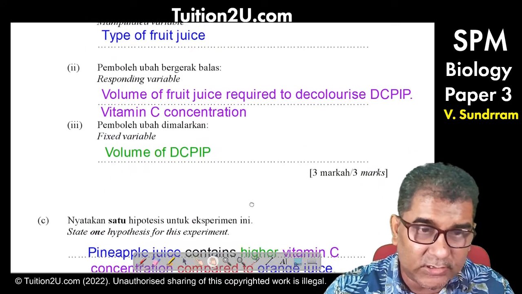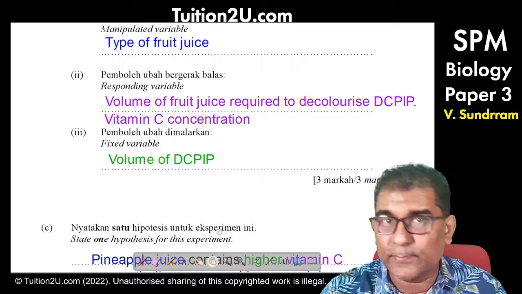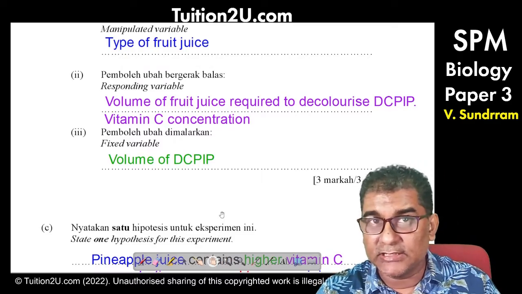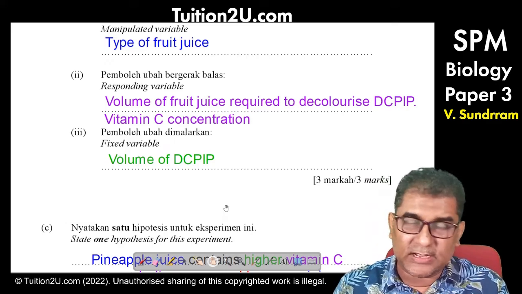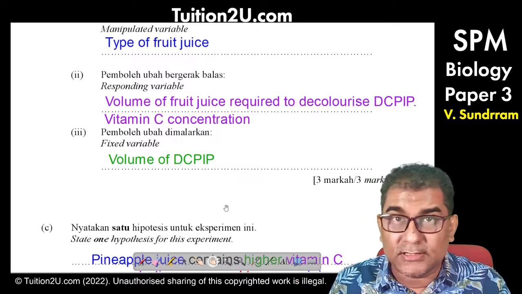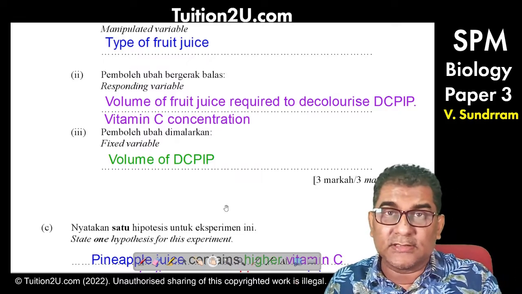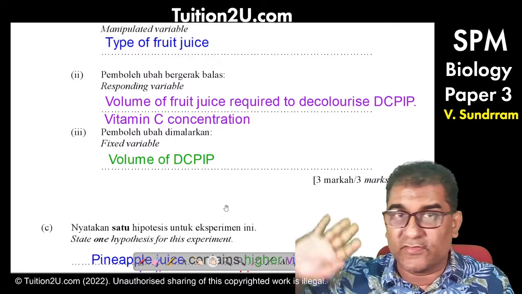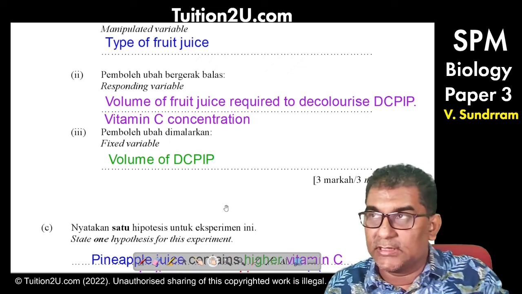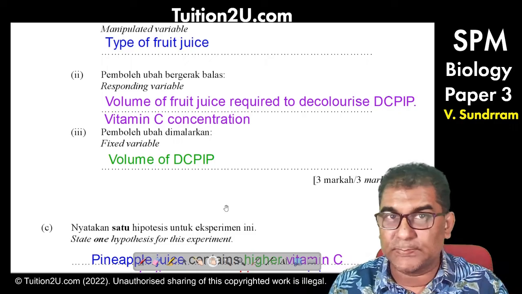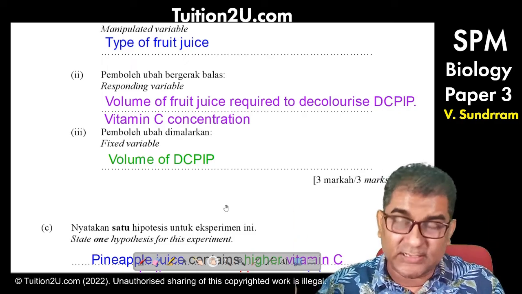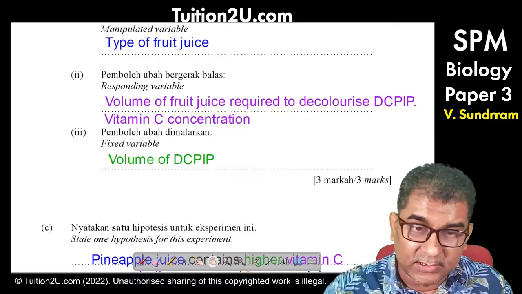From question B down here, they ask for one hypothesis. The hypothesis is normally written using the combination higher, higher, higher, lower. For example, the higher the temperature, the higher the rate of reaction. The higher the humidity, the lower the rate of transpiration. Normally it is higher, higher, higher, lower. That is the combination.